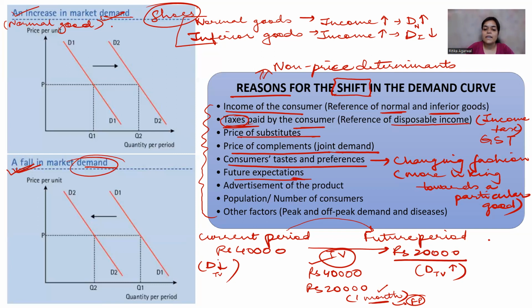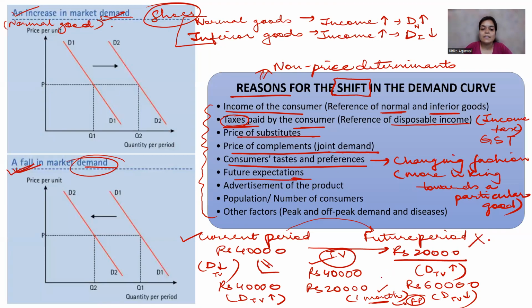Now this can be opposite as well. Suppose the TV costs today 40,000, and it is expected that the TV will be costing 60,000 after a month. This will lead to the demand of TV to rise in the current period and demand of TV to fall in the future period. Since we stick to the current period, we will be drawing the demand curve changes in the current period only, and nothing in the future period until and unless it is asked.